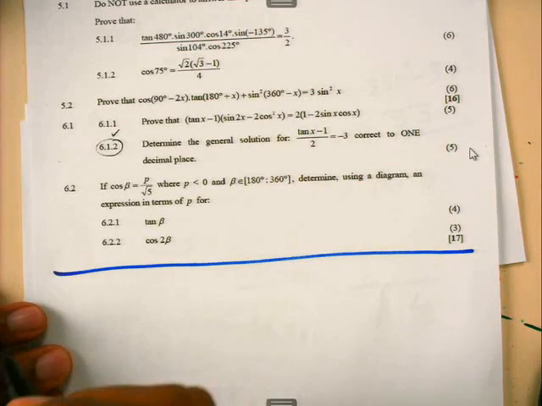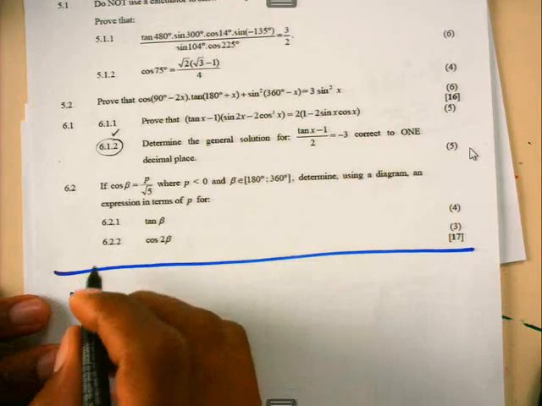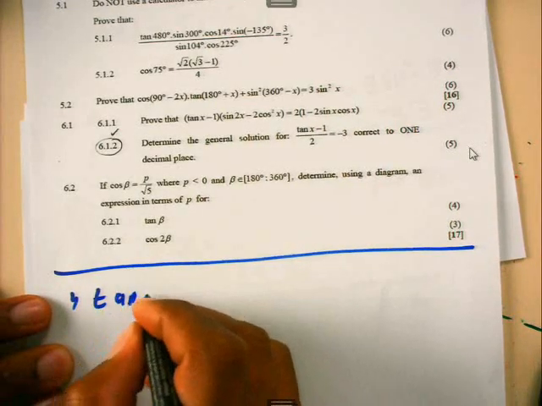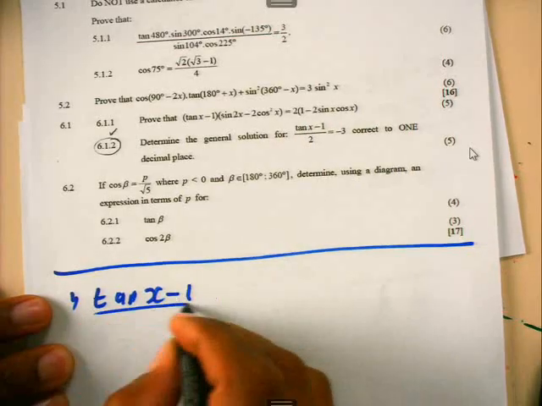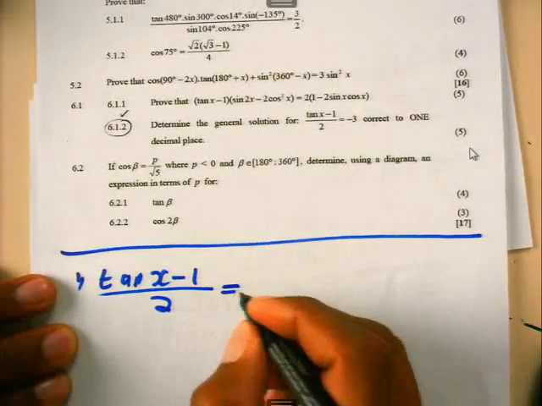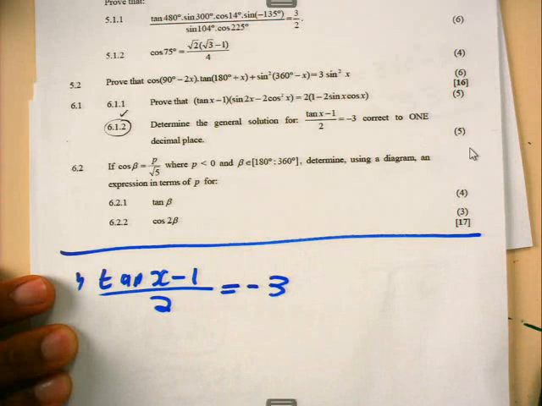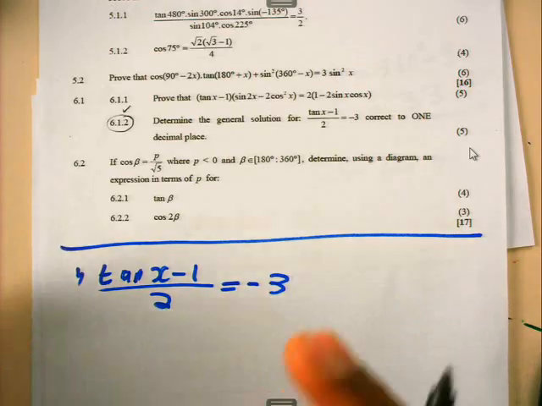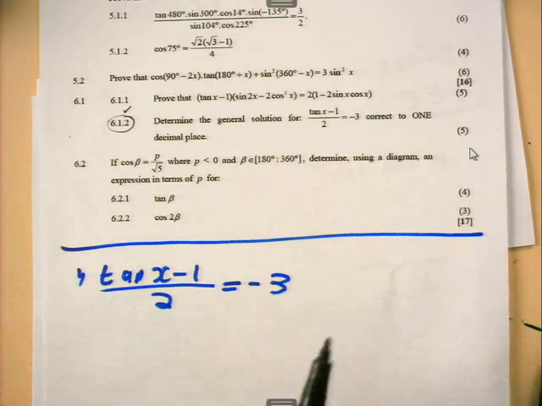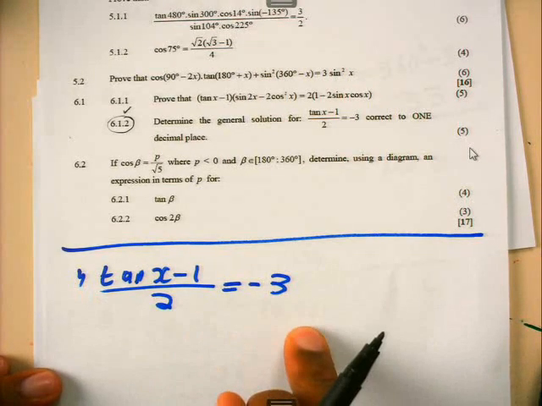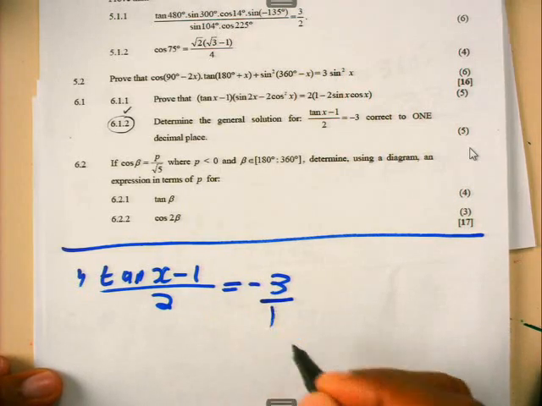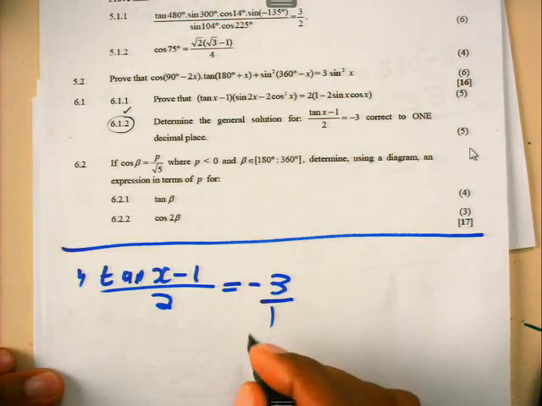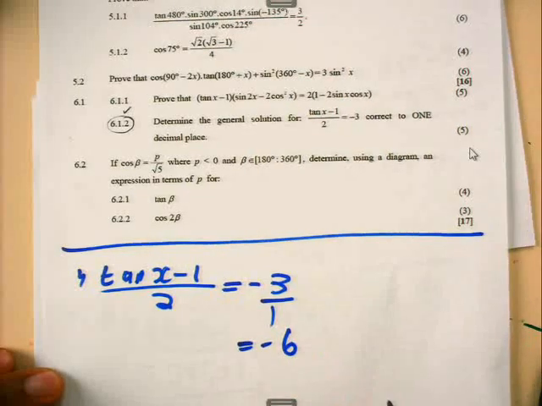Let us now solve the equation first. We are given that (tan x minus 1) divided by 2 is equal to negative 3. Right, this is the equation that is given here. Let us try to solve it. What is it that you are going to do first? That is a cross multiplication because we have a term on this side and a term on the other side. This is the same as divided by 1. Of course, 2 times minus 3 will be minus 6, right?